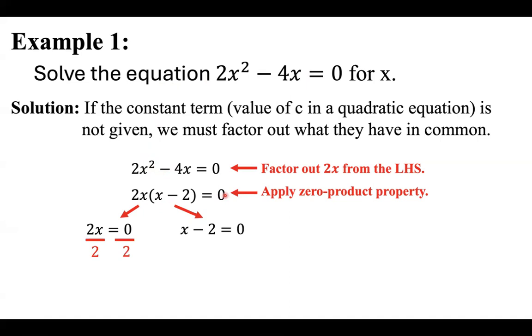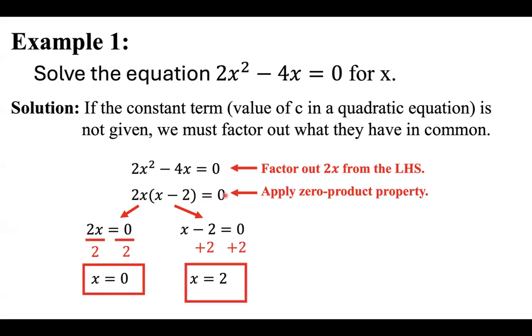Divide both sides by 2, you get x equals 0 on that side. And then if I add 2, I get x equals positive 2 on that side. So my two solutions in this case would be 0 and 2.